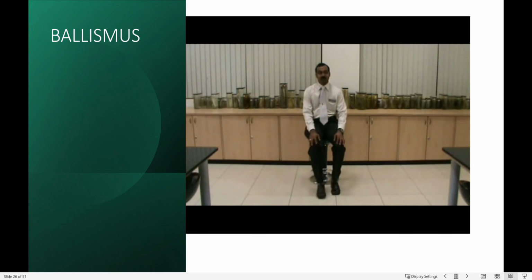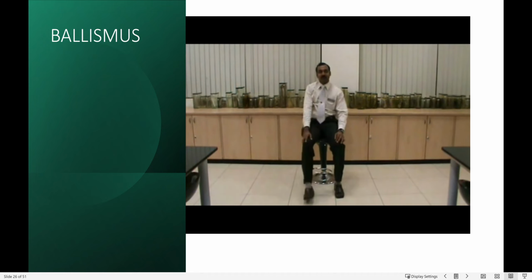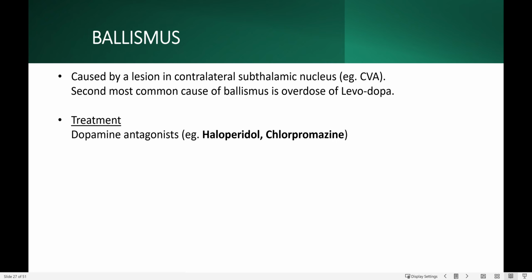Hemiballismus is an involuntary movement disorder affecting one half of the body. It usually results from cerebrovascular accidents involving the subthalamic nucleus. It is characterized by sudden flailing, intense and violent movements. It's typically caused by a lesion in the subthalamic nucleus, and it's usually a vascular event. The second most common cause of ballismus that we see is when we overdose a Parkinson's patient with too much levodopa, so you can get ballismic movements there. Generally the treatment for ballismus is dopamine antagonist therapies such as haloperidol or chlorpromazine.